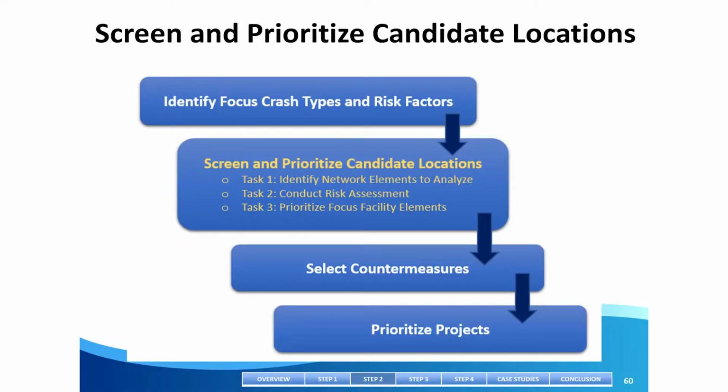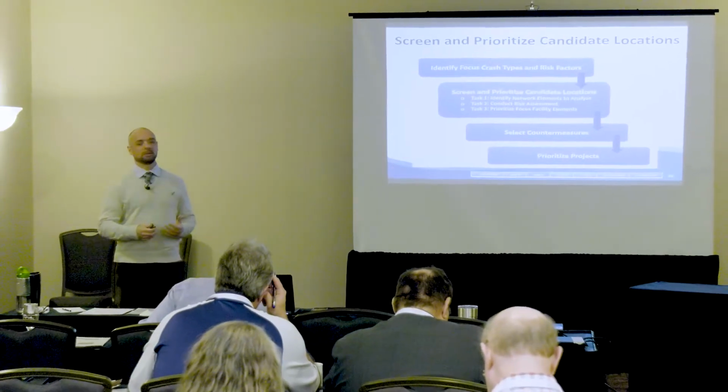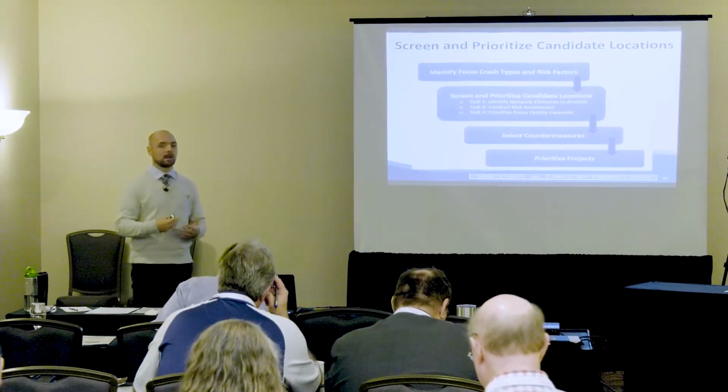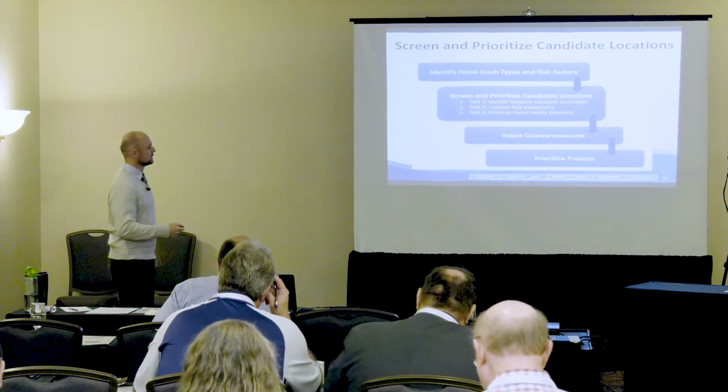Through step one. So that's step one of the planning process: identify your focus crash type, facility type, and risk factors. Step two is now getting a little bit more away from the crash data and those locations with crashes, and we're focused on our entire system and trying to figure out which sites across our system have these risk factors that we're focused on.